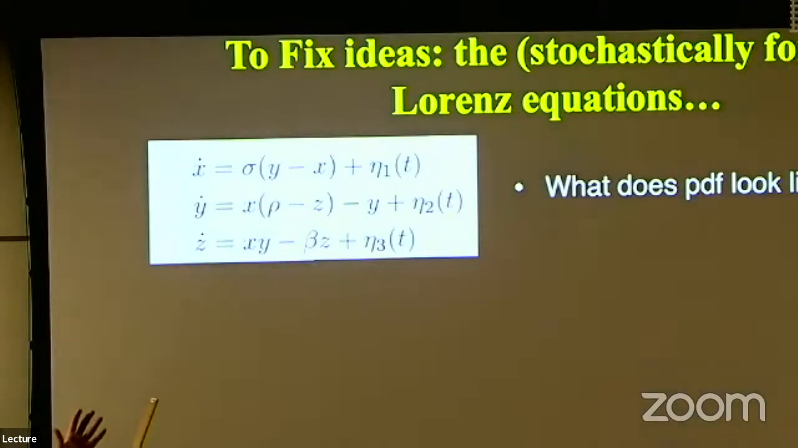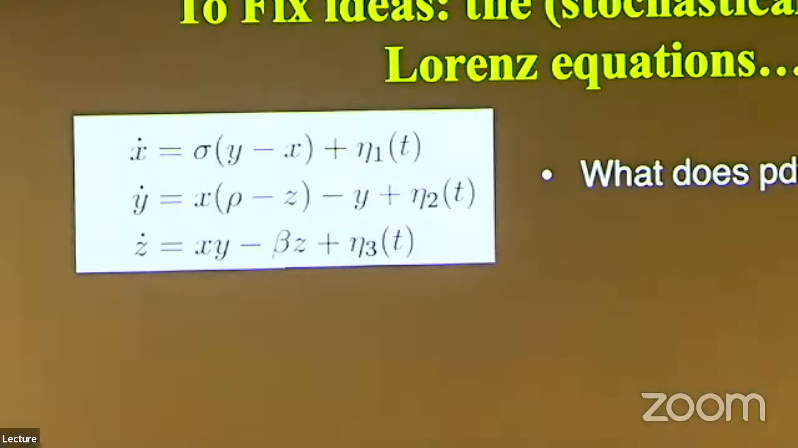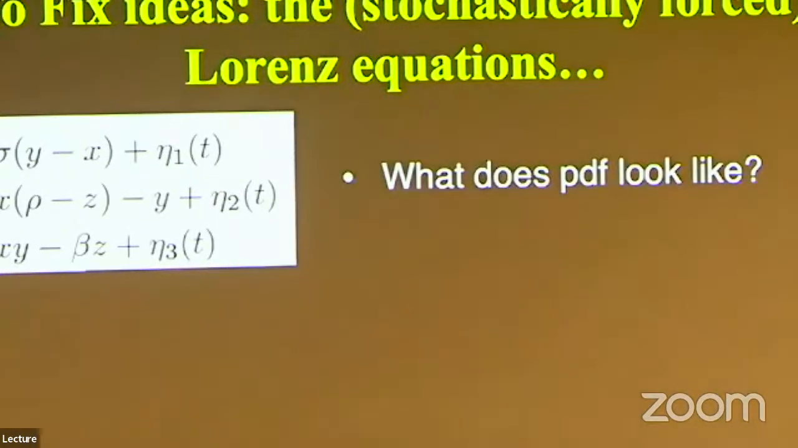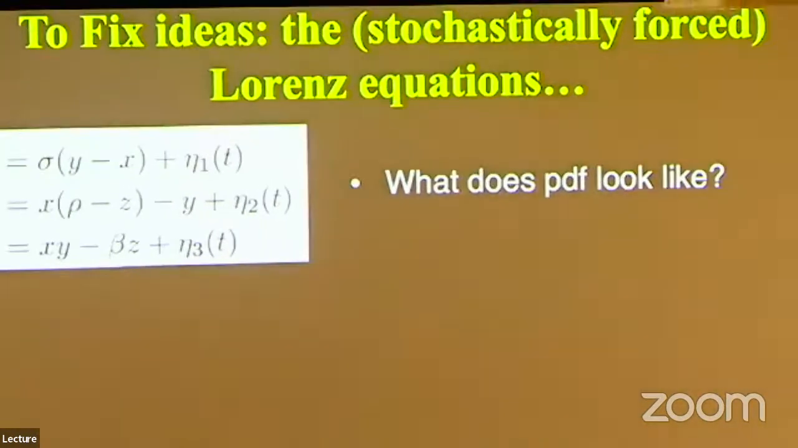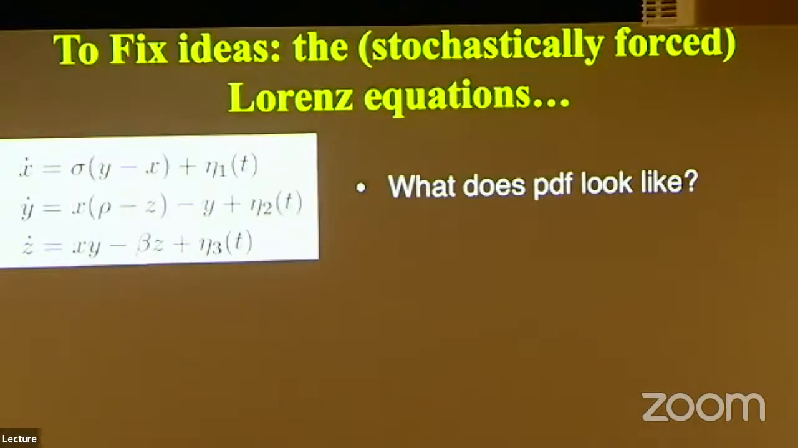Have you all seen the Lorenz equations before? The prototype for chaos. Okay, I'll show you what they do in a minute. All I want to say is that these are the deterministic terms here, and then we've added the possibility of having noise here. And the question you might ask is, what does the PDF look like? So let's show you. I've got a lot of initial conditions here.